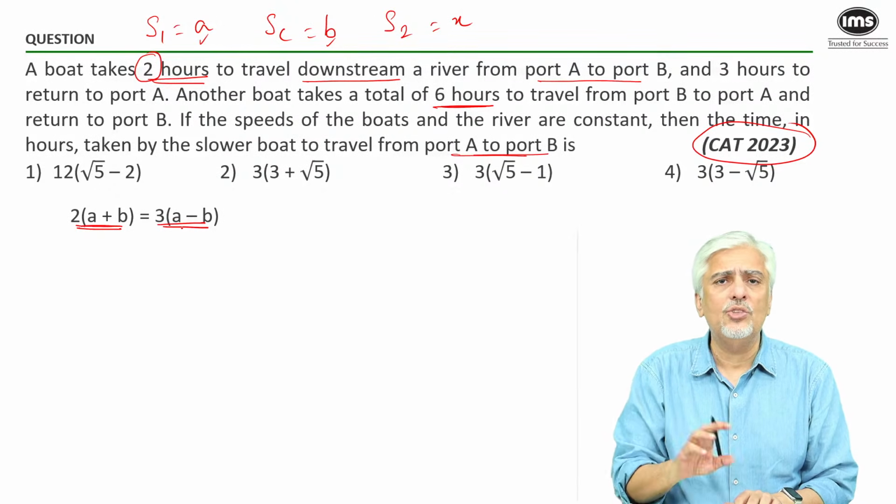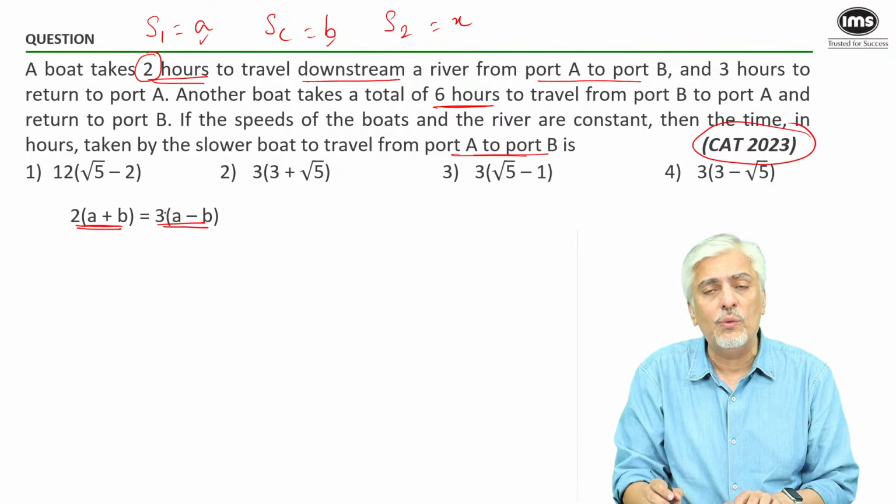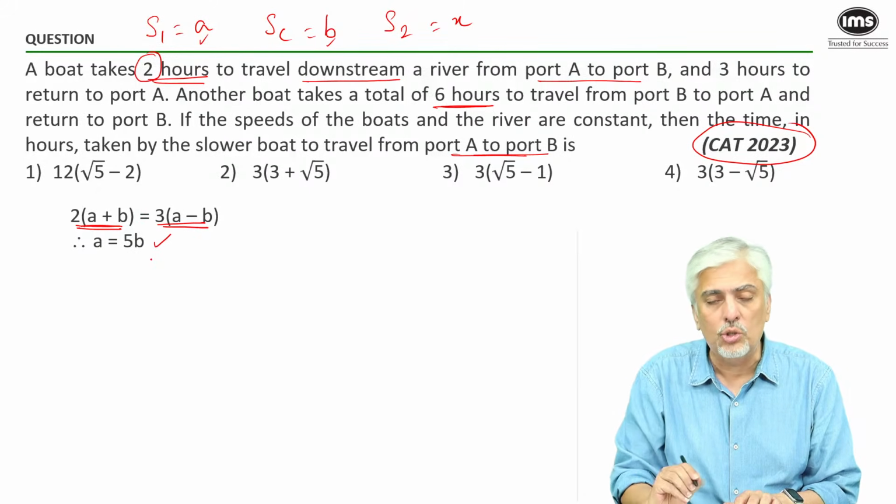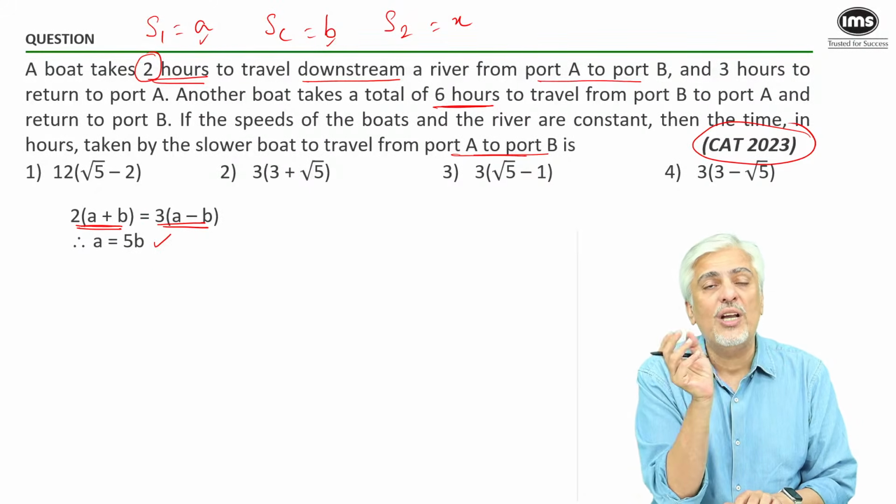Open the brackets up, solve everything. So, if you bring all A's on one side, all B's on one side, you will get A is equal to 5B. I am sure you will be able to solve this on your own at least. So, we have got A is equal to 5B.